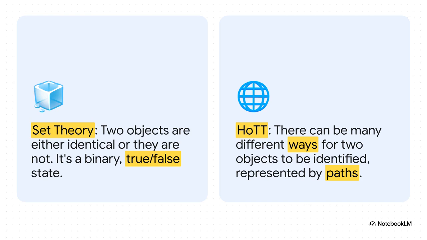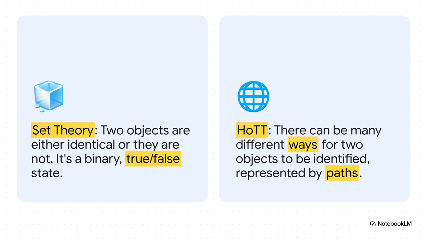And this completely changes what equality even means. In traditional math, equality is like a simple light switch. It's either on or off. Two things are the same or they're not. That's it. But in HoTT, equality is dynamic. I mean, think about it. There can be multiple paths between 2 points on a globe, right? Well, in the same way, there can be multiple proofs that two things are equal. And each of those proofs, each path, has its own unique structure. Sameness is no longer just a fact.